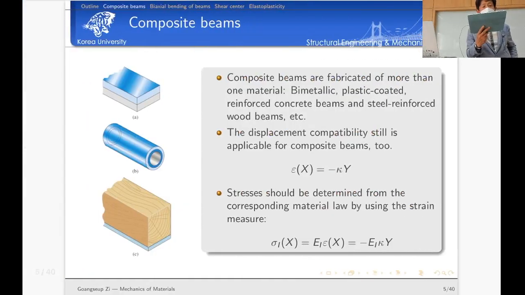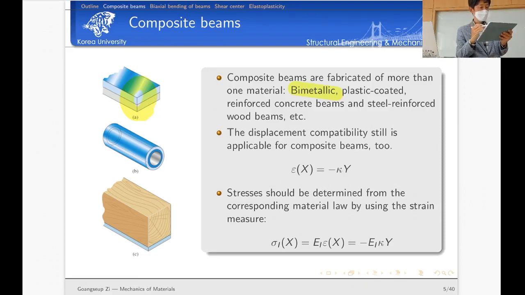So here we have some examples of composite beams. Okay, the composite beams are fabricated of more than one material. For example, the first one is a bimetal plate. We use this bimetal as an automatic switch. If you heat it up, it turns off automatically because of deformation.